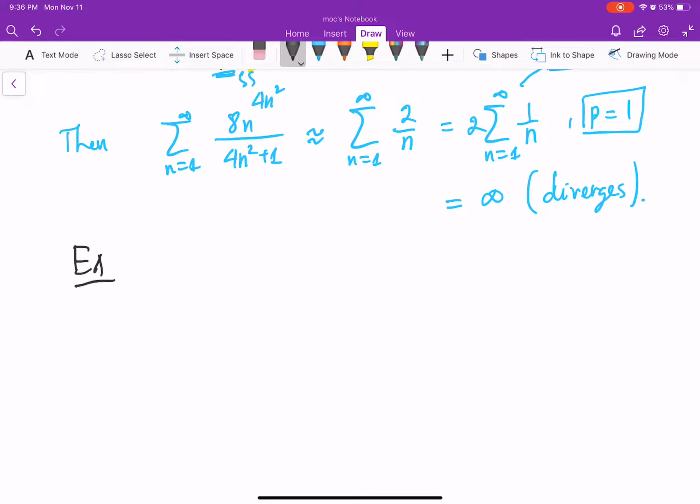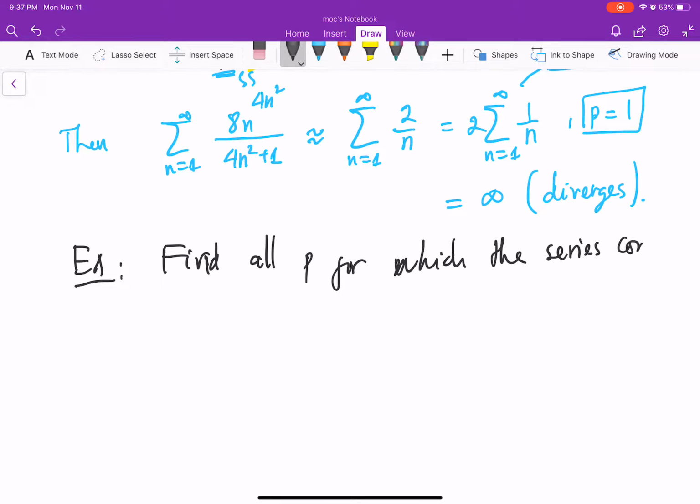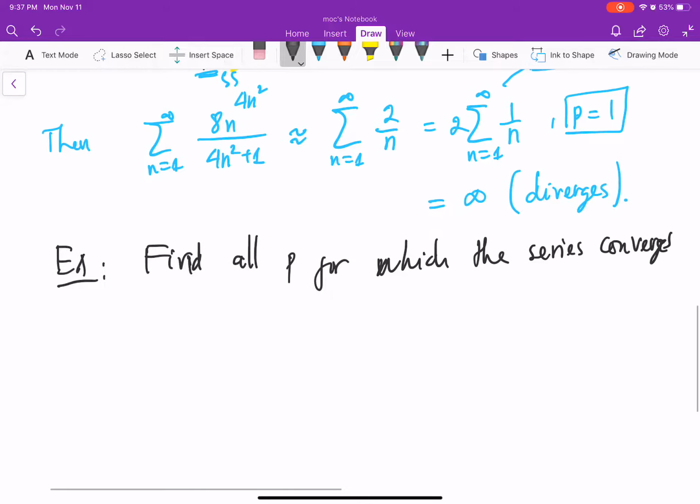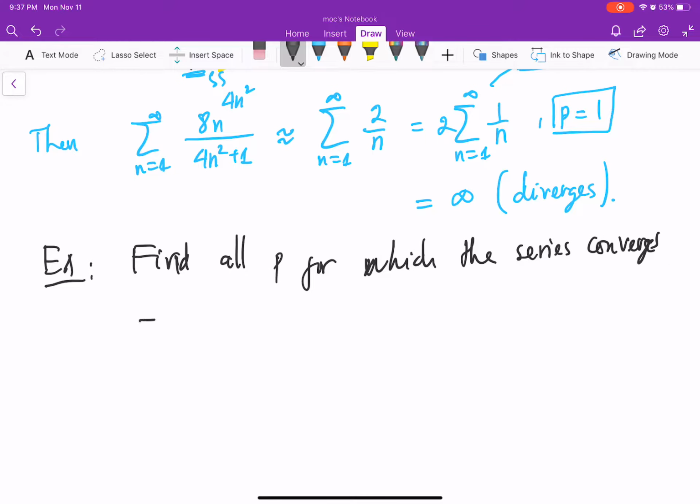In this example, you need to find all p for which the series converges. Okay, so your series looks like this: the sum from n equals 1 to infinity of n over 2 plus n squared to the power p.